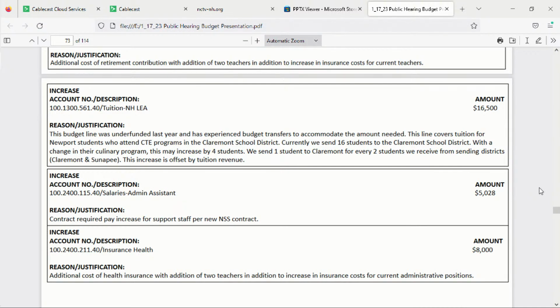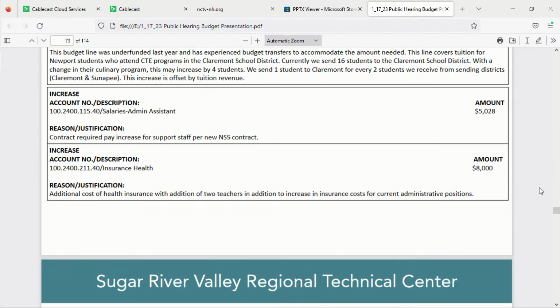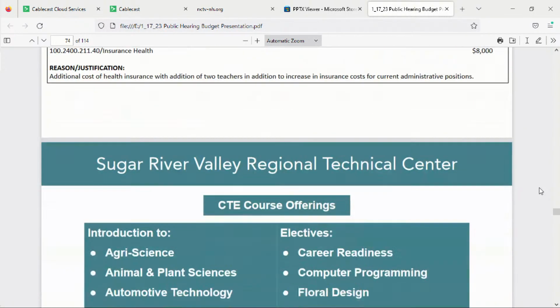And the last 2 lines, for admin assistant and insurance, look like they're based on just changes to our contract, health insurance, and of course the addition of those 2 teacher positions that I discussed.